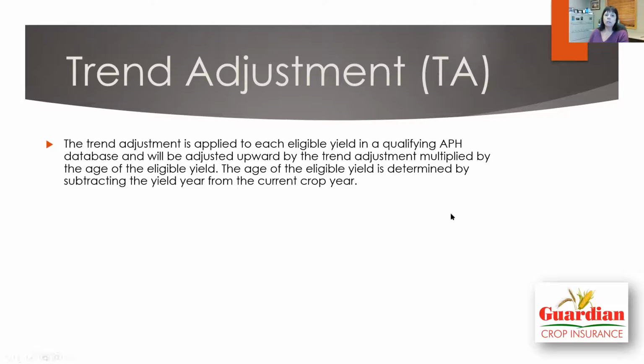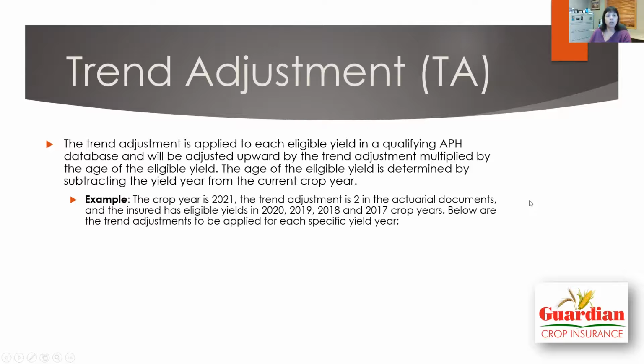The trend adjustment is applied to each eligible yield in a qualifying APH database and will be adjusted upward by the trend adjustment multiplied by the age of the eligible yield. The age of the eligible yield is determined by subtracting the yield year from the current crop year. So, as an example, the crop year is 2021. The trend adjustment is 2, and that's listed in the actuarial documents.